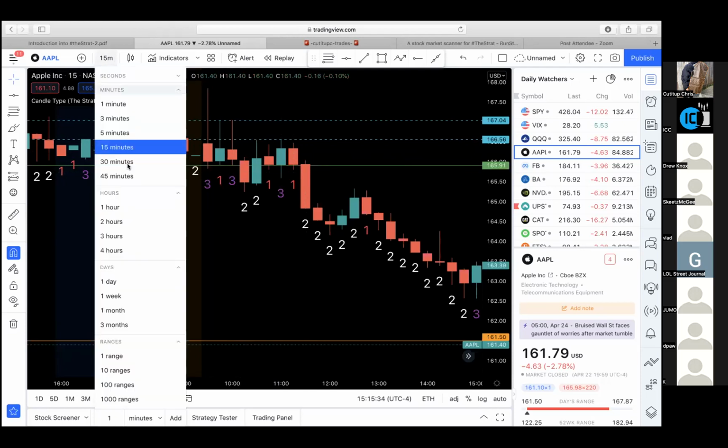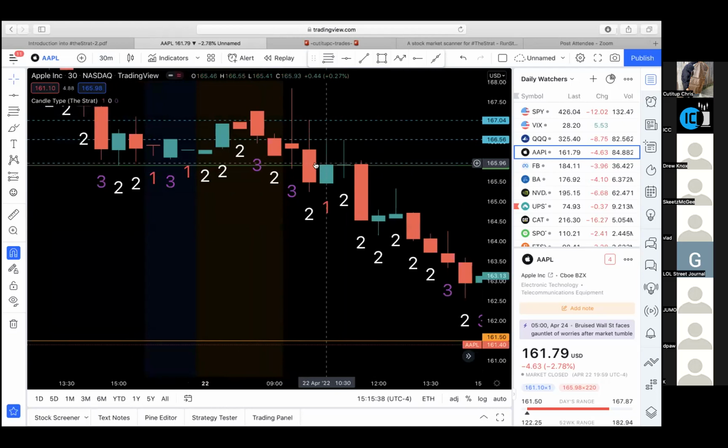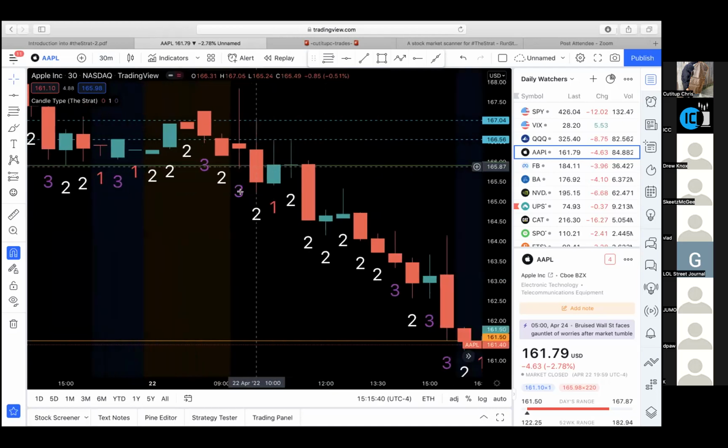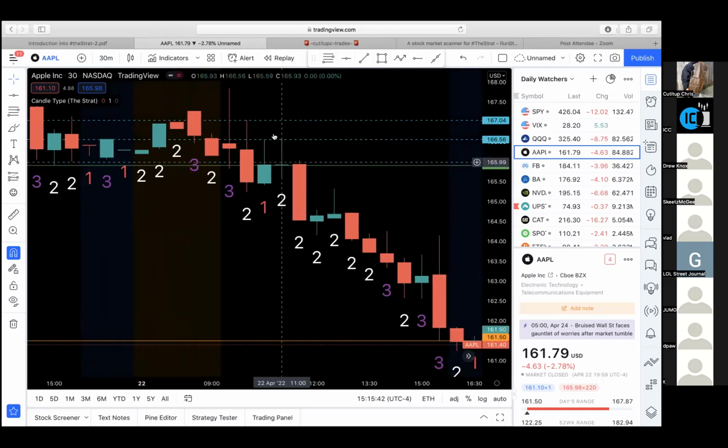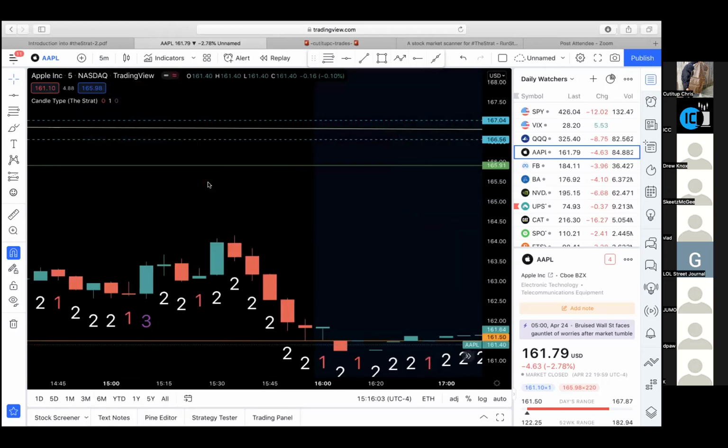If we look at the 30-minute time frame, what time was it? 10 o'clock. On the 30-minute time frame, we have a 2-1-2. This is a really, really failed 2-1-2, horrible. And then you just get a 2-1-2 down again. So on the lower time frame, yeah, it looked bad. It looked like a reversal.